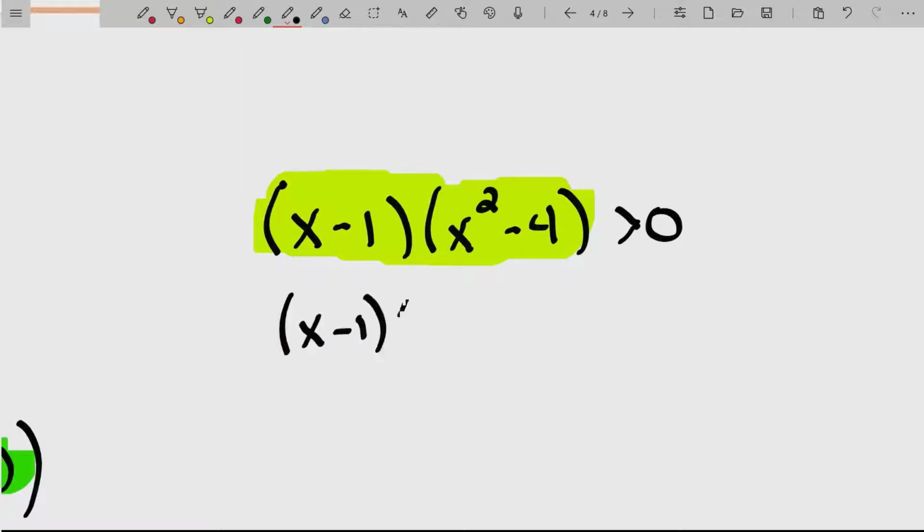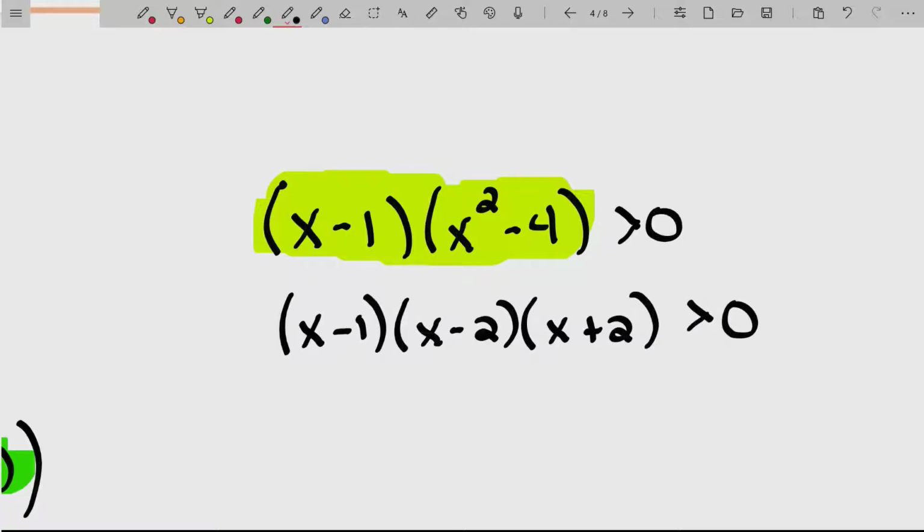We actually already did it. It's x minus 1, x minus 2, x plus 2. And we want that polynomial to be greater than 0. There are two ways to solve a polynomial inequality. One is to create a sign chart. That's very algebraic, and that's fine. You could totally do that if you were taught that in your previous course. That's totally fine with me.